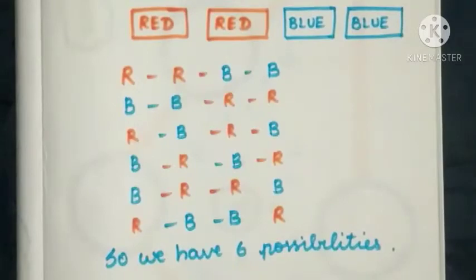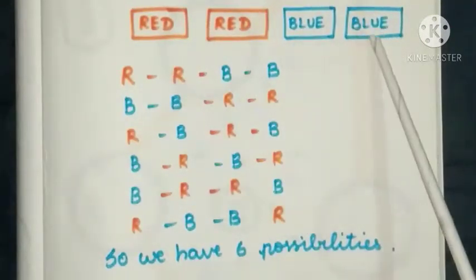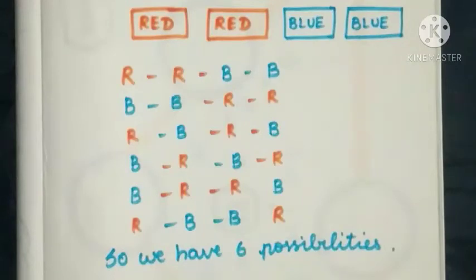Students, you are all clear now? Just imagine you have to build a tower by using 4 blocks: 2 red color blocks and 2 blue color blocks. Then you have to find the list of all possibilities. How do you build the tower?